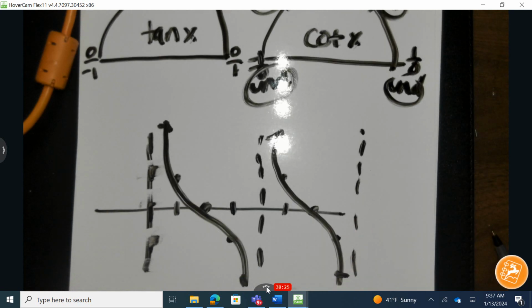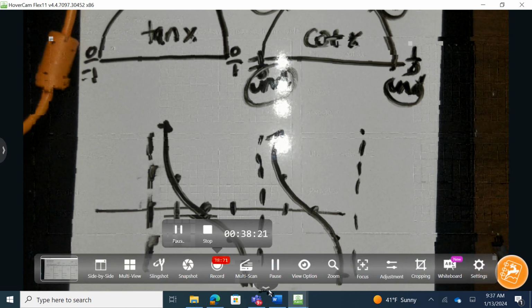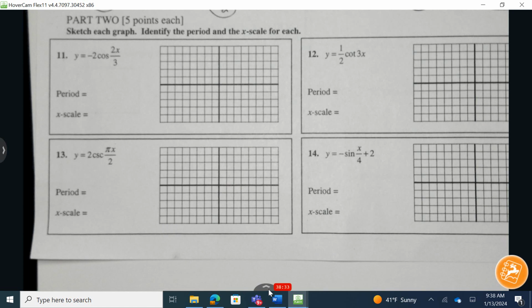All right, now let's jump back, after reviewing that, to part 2 of the Unit 9. Let's take a look now. Remember, you will not be able to use a graphing calculator when you are graphing 11, 12, 13, 14. You will have a unit circle and a blank piece of paper to write on, but you will not get to use a graphing calculator.